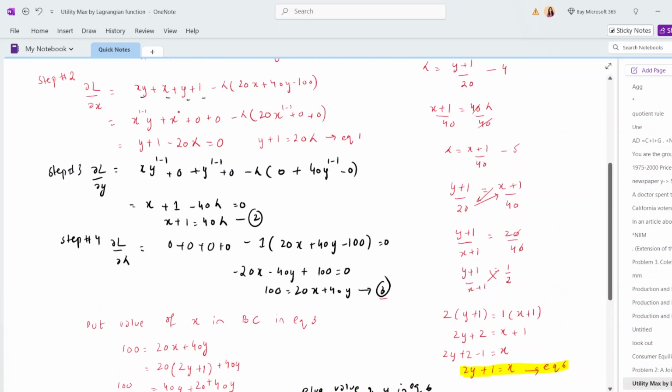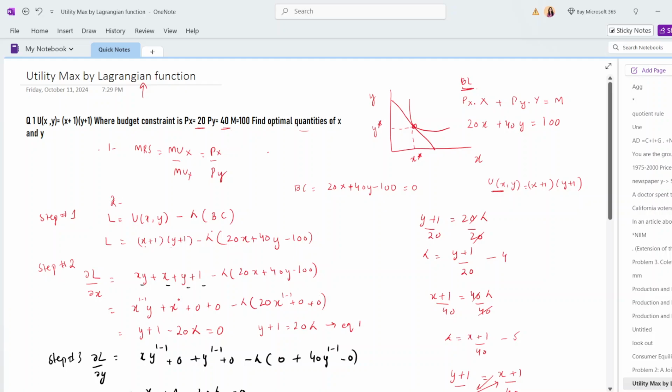And that brings us to the end of this video. I hope this was helpful. In the next video, I'll try to explain this first method, slope method, to find this optimal level of x and y.